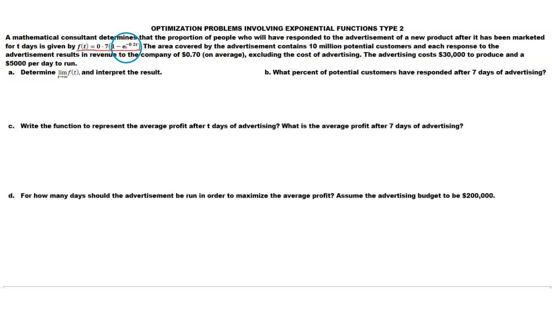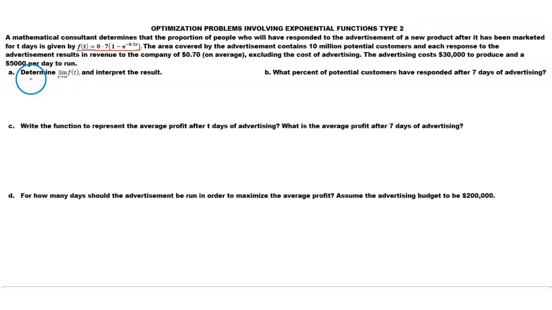So how many people out of the total number of people in that area would respond to the advertisement? This is a fraction of people who would respond, represented with this equation. Now they say that if we have a total of 10 million people in that city, then out of 10 million people, how many would respond is seen in this fraction. If everybody out of these 10 million people responds, the company is going to earn 70 cents on average per person. Apart from that, the company has to spend $30,000 for producing this advertisement, plus $5,000 per day to make sure the advertisement is run smoothly every day.